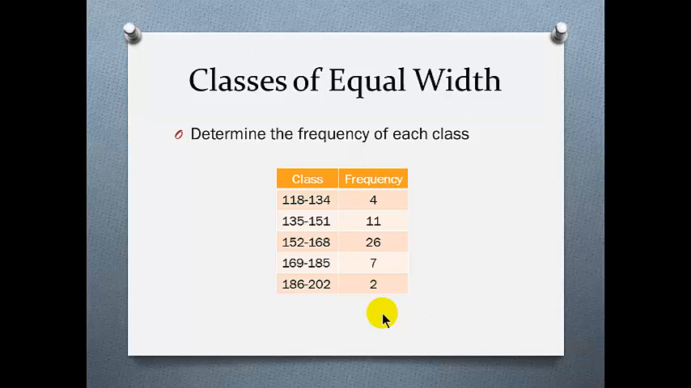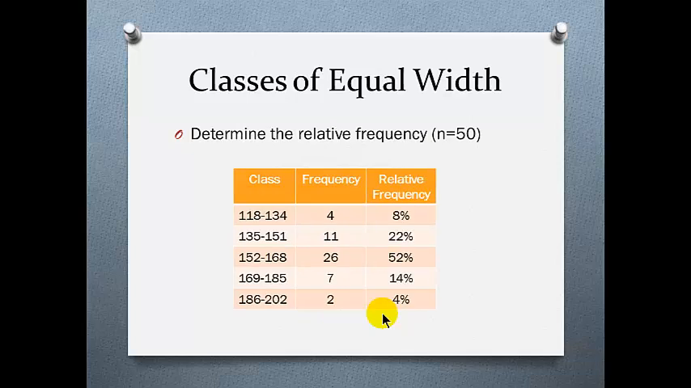We do classes of equal widths. We group the data together. We could even take this one step further and figure out the relative frequency if we wanted that information. Again, we just take the frequency divided by the number of data values. There were 50 again, so 4 divided by 50 times 100 is 8%. 11 becomes 22%, and so on and so forth. We can find the relative frequency of each of these groups.